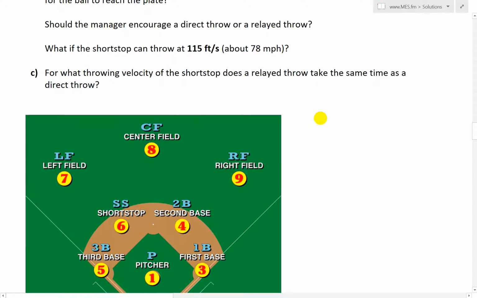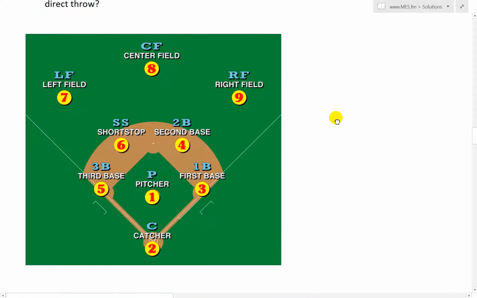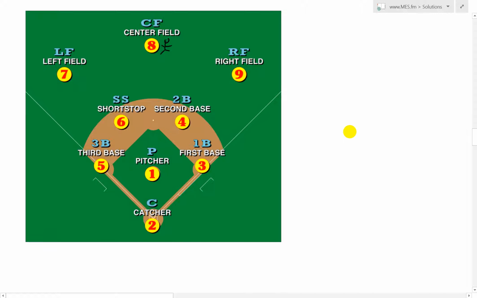It states, for what throwing velocity of the shortstop does a relayed throw take the same time as a direct throw? To recap what that means, let's say you had an outfielder here, and outfielders are these top 3 positions. Infielders are these 4 around the bases. There's a pitcher and there's the back catcher or catcher.